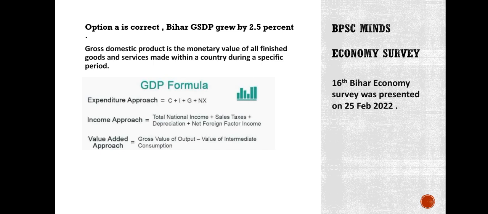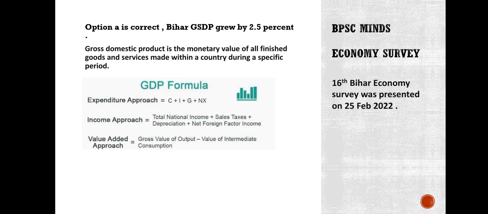Now let's look into the definition of GDP. GDP is a monetary value of all finished goods and services made within a country during a specified period. GDP is calculated by three approaches: expenditure approach, income approach, and value added approach. Under the expenditure approach, C plus I plus G plus NX. C stands for private consumer consumption expenditure. I stands for investments made by the firms in the form of inventory, housing, etc.